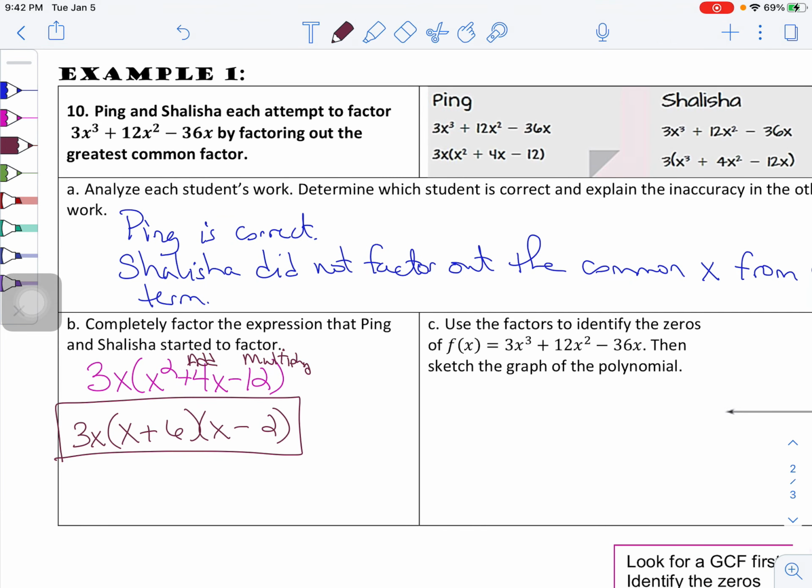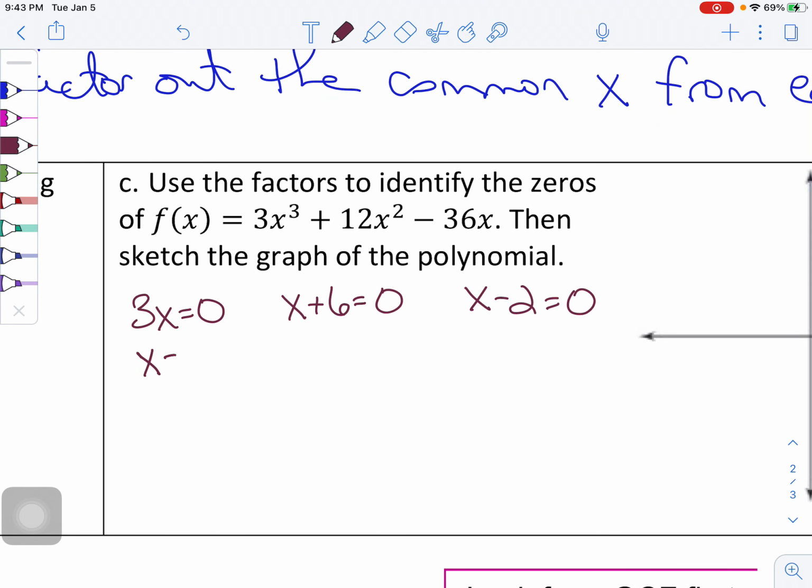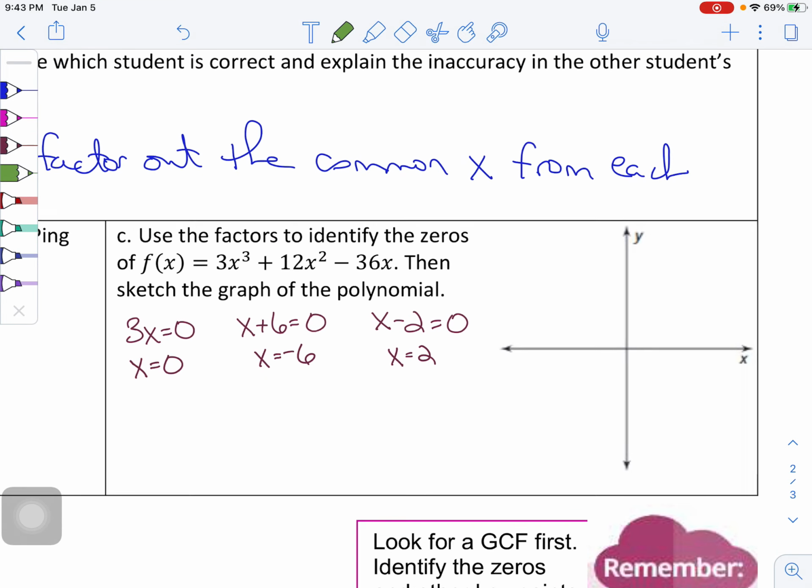Now we want to use the factors to identify the zeros. So remember, each one of these factors is going to be set equal to 0. So 3x equals 0, x plus 6 is equal to 0, and x minus 2 is equal to 0. I'm going to zoom in on just that section. So let's see, x is equal to 0, x is equal to negative 6, and x is equal to positive 2. Okay, so we've identified our zeros, and then sketched the graph of the polynomial.